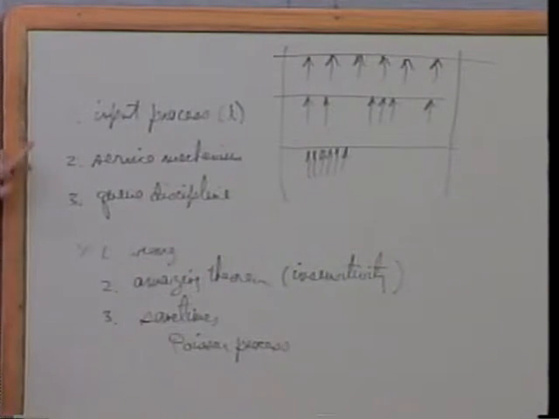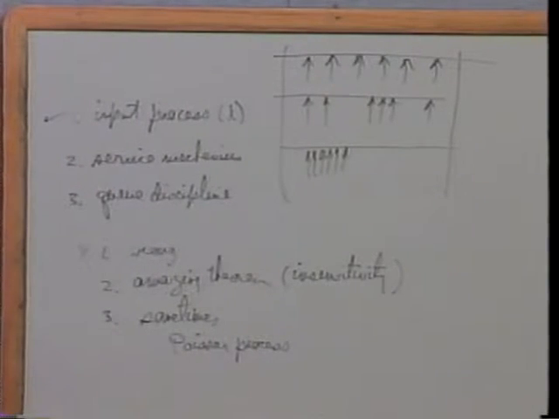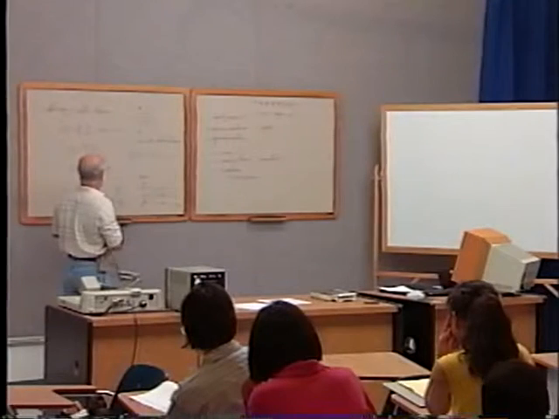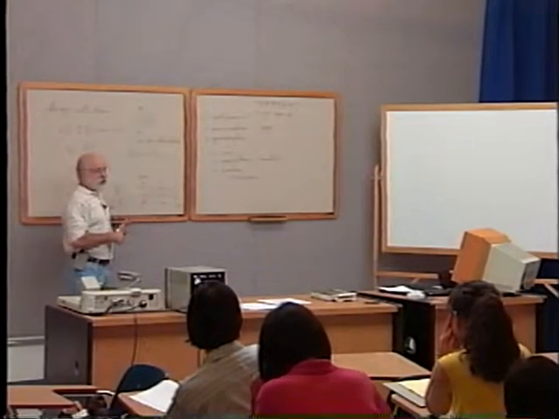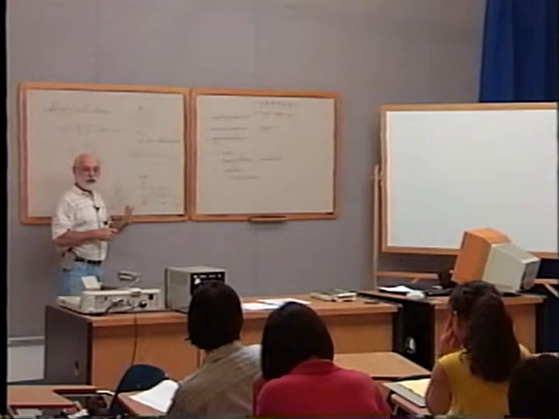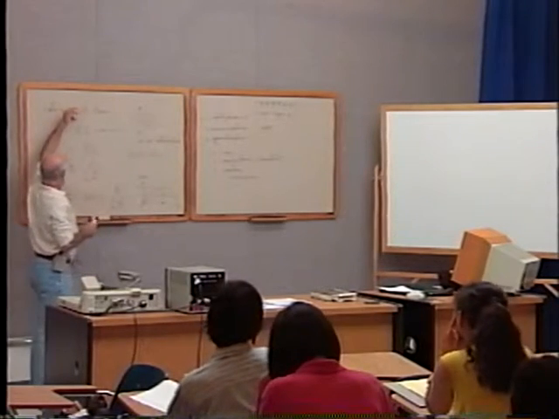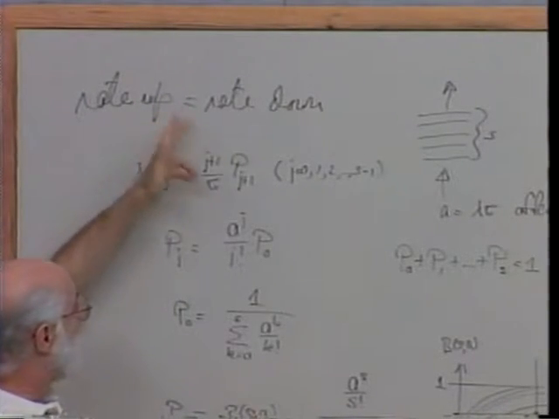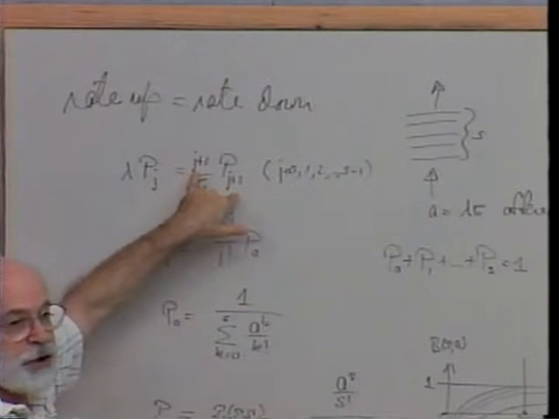And now we're going to move to the second piece, which is the service mechanism. So we want to see where the service mechanism is embodied in these equations. So first of all, the servers are all in parallel here, and the servers are all statistically identical. That's reflected by the fact that I represent things only by the total number of customers present and not which servers they're using.